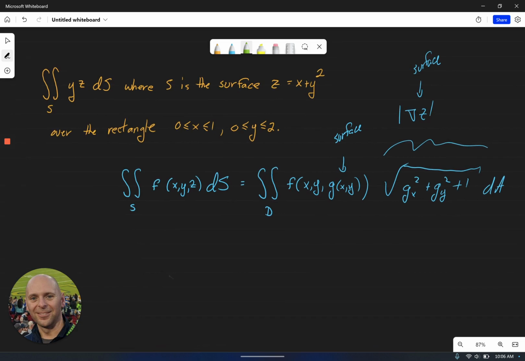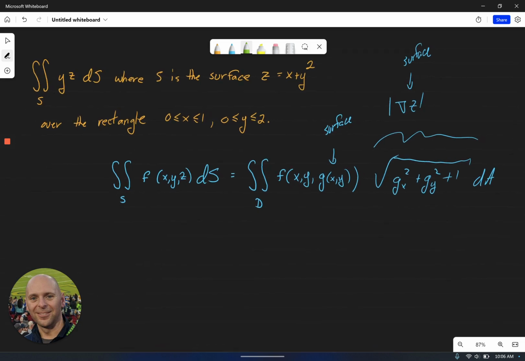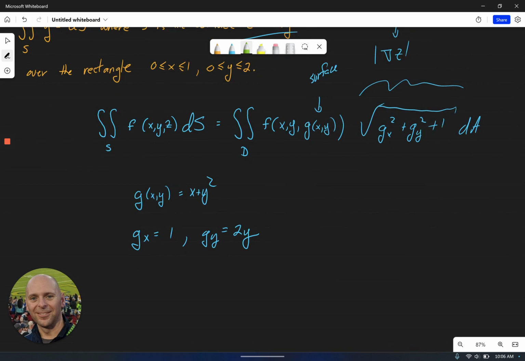So at this point, let's go ahead and start to plug in the stuff that we have. We've got our surface, so that's our g of x, y, x plus y squared. We need a partial of g with respect to x, which is 1, and a partial of g with respect to y, which is 2y. And now we can start subbing things in.